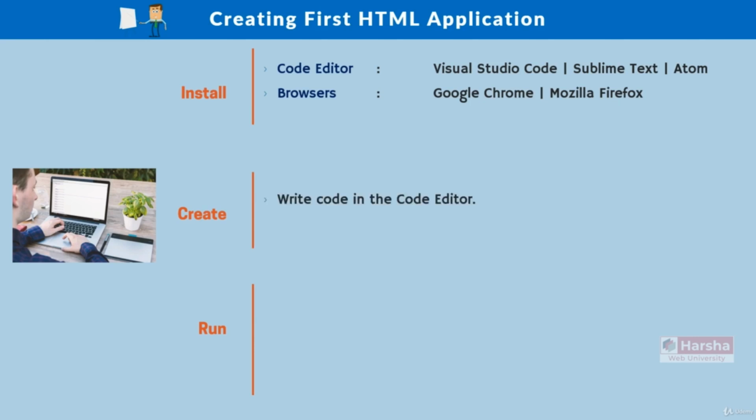And then you require to create the HTML program in the code editor and save the file with the .html file extension in a specific folder. For example, we have to save the HTML file in C:\web folder. And then you require to run the HTML program by double-clicking on the HTML file in the particular folder. Let me show the same practically.